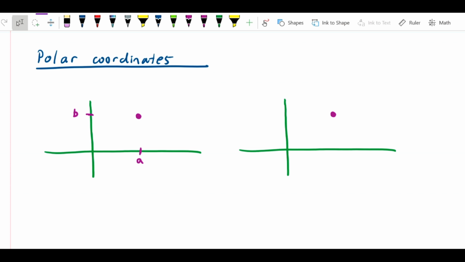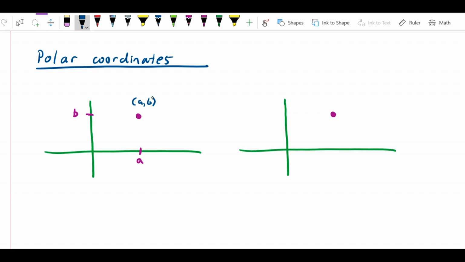So what this topic is about is it forces us to think about how we've described the position of a point in the past. Normally, when we describe the position of a point, we describe it as you see on the left in what's called Cartesian coordinates. We write that this is the point (a, b).